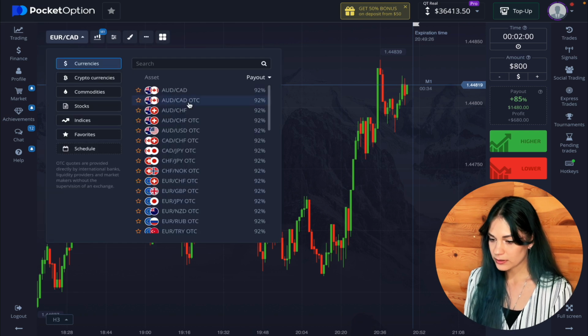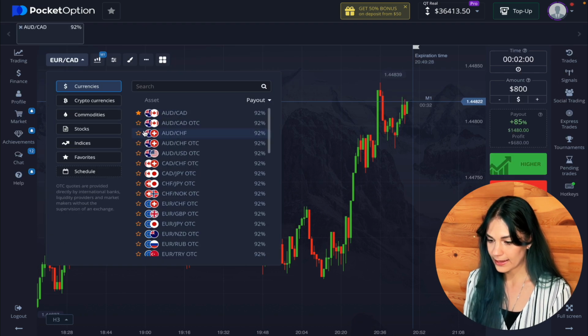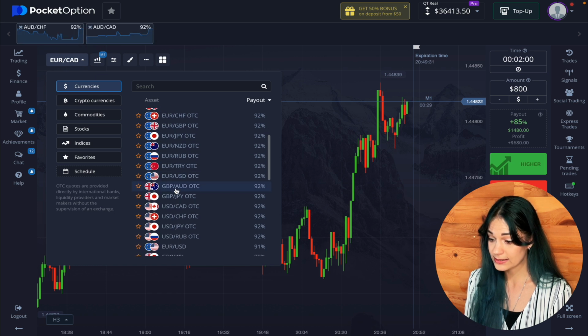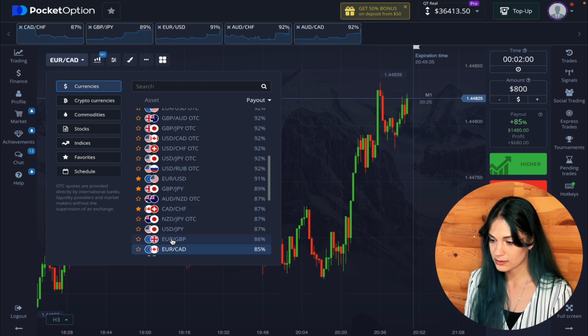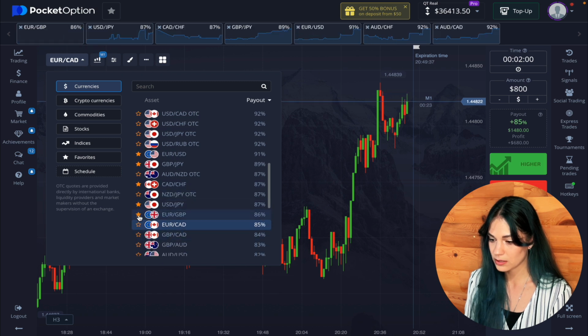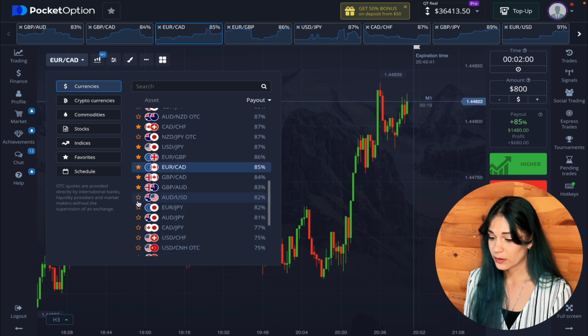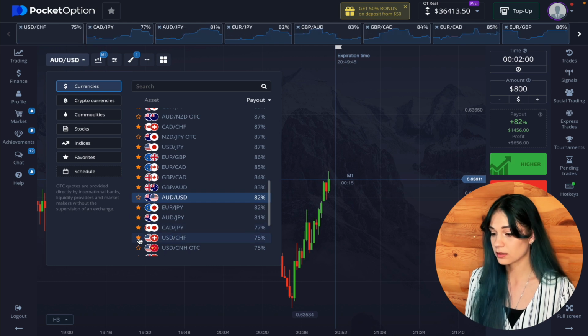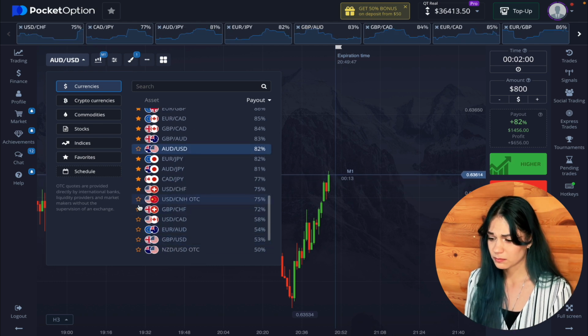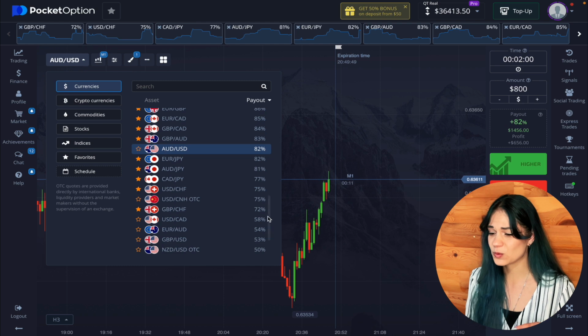Now let's add all the currency pairs. I'm adding everything except for OTCs and the currency pairs with lower than 70% payment. I'm not getting them because they are kind of pointless, it's the same risk but less profit. That's why we're not using them. So like 50 something, nah, don't use them. Again, same risk, less money.